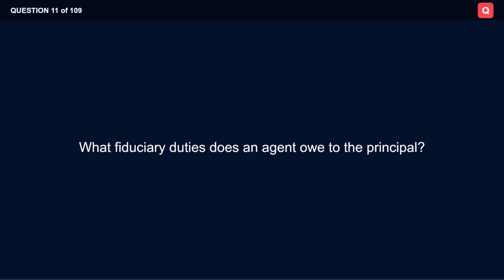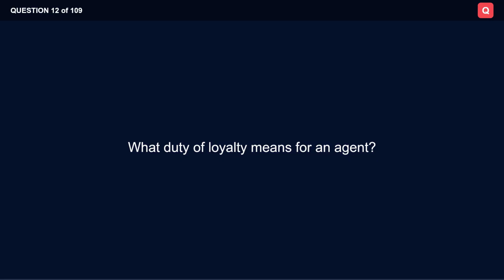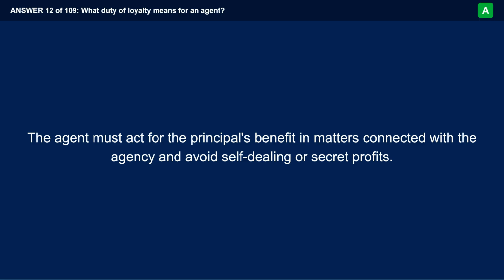What fiduciary duties does an agent owe to the principal? The agent generally owes loyalty, obedience, reasonable care, accounting, and disclosure of relevant information. What does the duty of loyalty mean for an agent? The agent must act for the principal's benefit in matters connected with the agency and avoid self-dealing or secret profits.